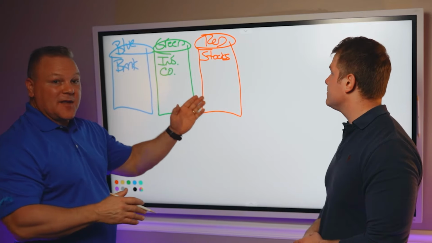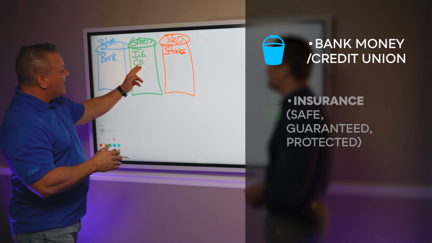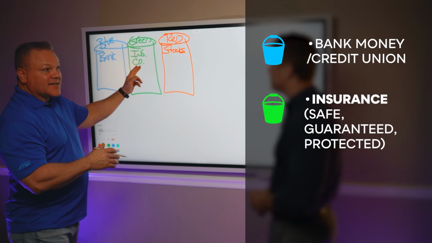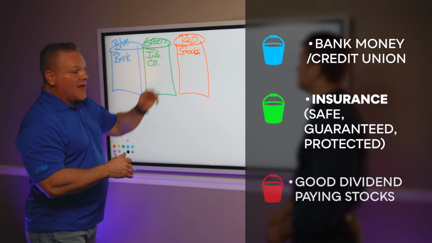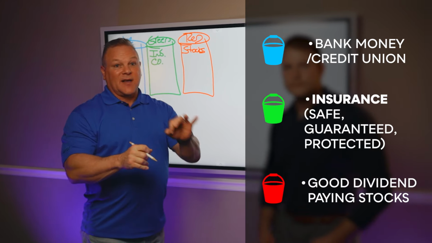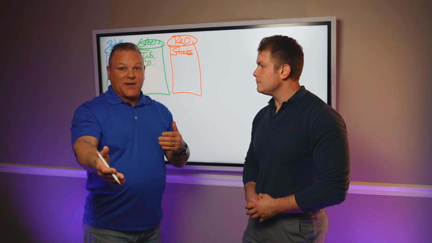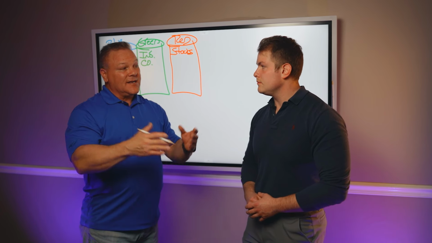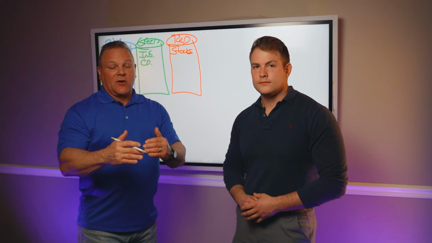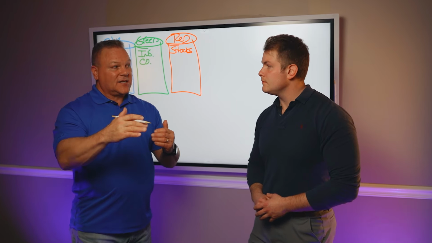So we have basically three buckets here. We've got money in the bank or the credit union. We've got money with an insurance company that's safe, guaranteed, and protected, and then keeping good dividend paying stocks. And usually the answer is a balance of the three. But what specifically, like in my cruise ship example, using the stabilizer to stabilize the ride, here's what we do, and I'll show you why we use this to stabilize the retirement.